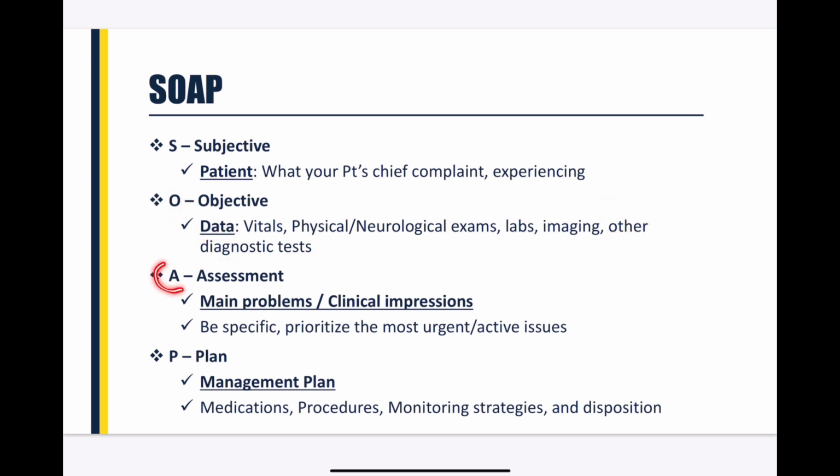A. Assessment. Now it's your turn to interpret. Based on the subjective and objective data, what's going on? This is where you state the patient's main problems and your clinical impression. Be specific and prioritize the most urgent or active issues. P. Plan. For each problem listed in the assessment, what are you going to do about it? This is where your clinical reasoning shines. Include medications, procedures, and monitoring strategies. Everything that shows how you're managing the patient.